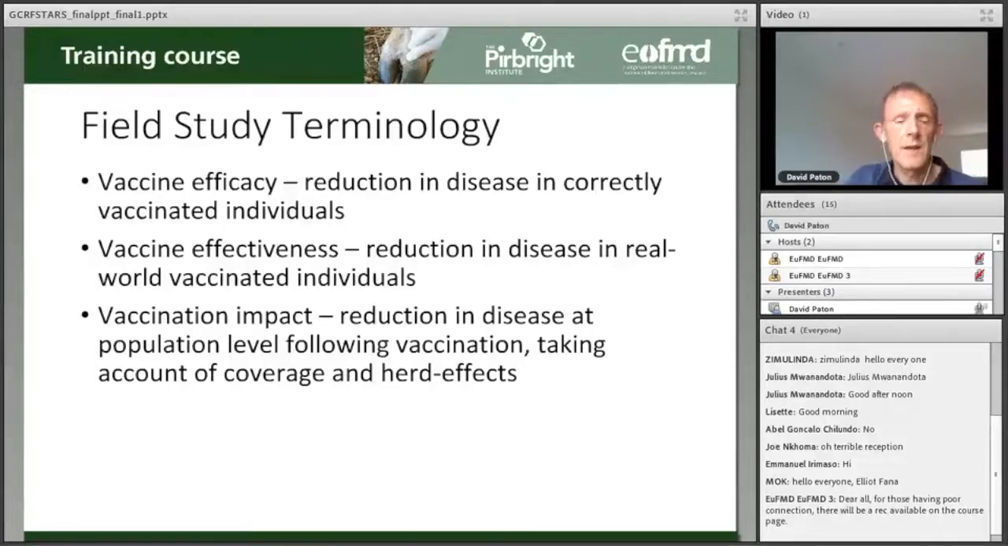And then finally, we can talk about vaccination impact, which is the reduction in disease at population level following vaccination, taking account of wider coverage and herd effects.